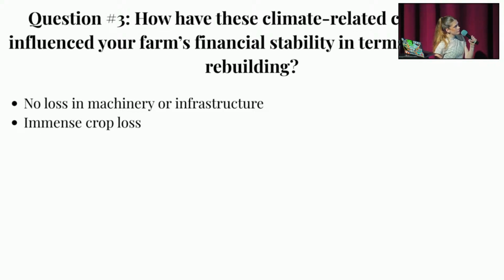Question 3 was switching to look at more of the economic side of things and how this has impacted the farms. The farms stated that they had observed no loss in machinery or infrastructure, but they did observe an immense loss in crops. In the year 2024, one of the farms stated that they lost over $250,000 worth of crops, which is a total loss for their farm. And the year after that, I believe it was $150,000. So they improved a little bit, but it was basically back-to-back losses for their farm.